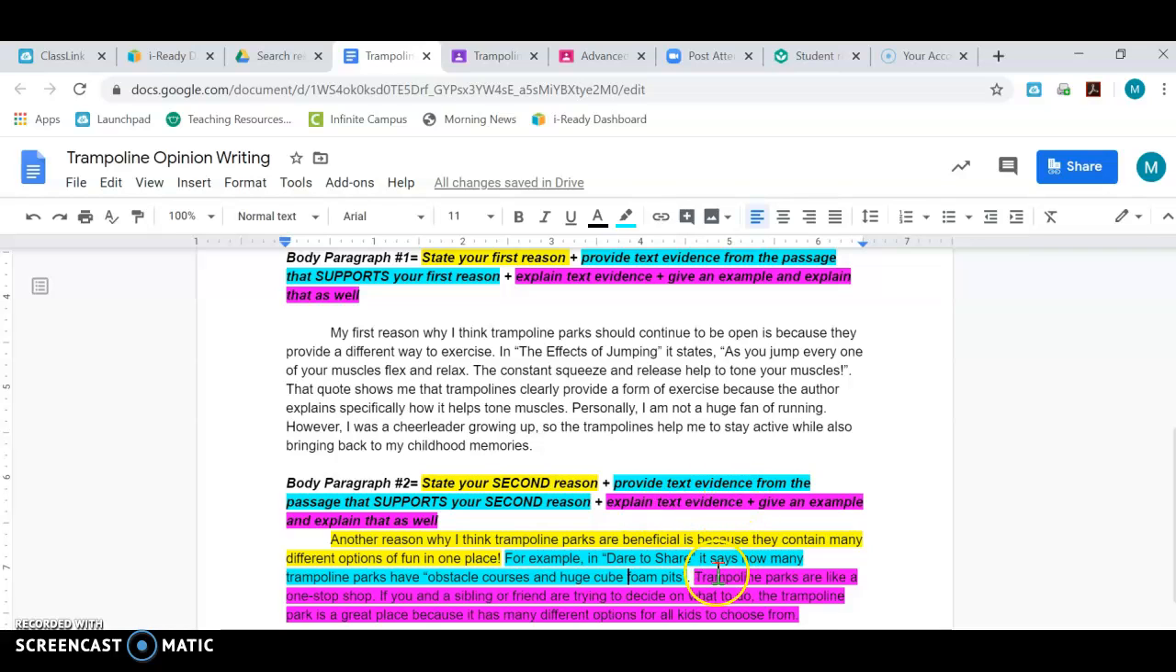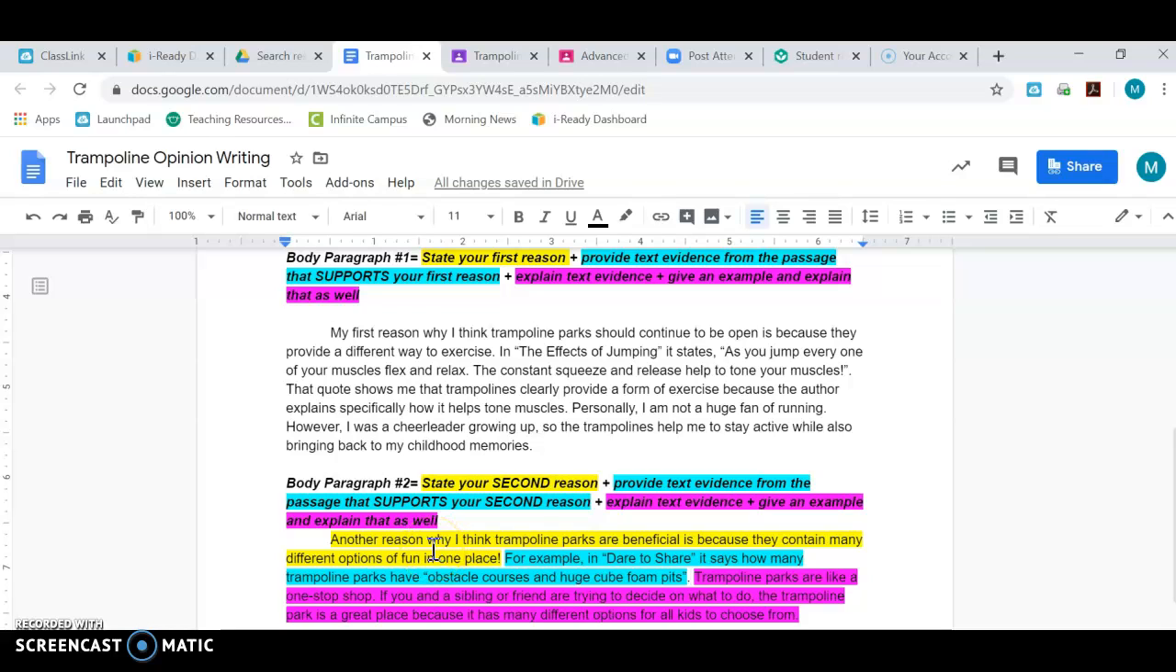So I said, trampoline parks are like a one-stop shop. I'm explaining what I used here with my quote that I highlighted in blue. I put, if you and a sibling or friend are trying to decide on what to do, the trampoline park is a great place because it has many different options for all kids to choose from. So in the purple that I highlighted, I explained that piece of evidence and what it shows me and how it supports my example here, or my reason.